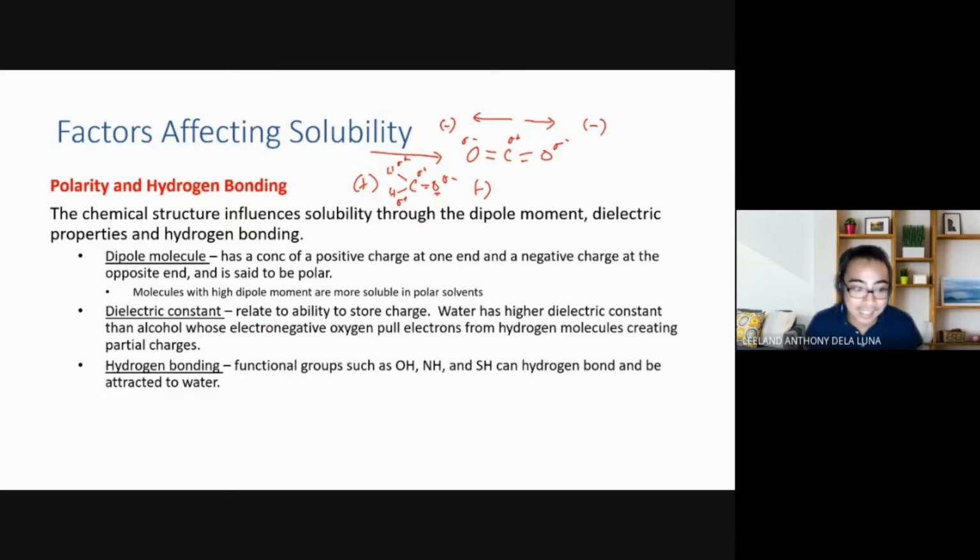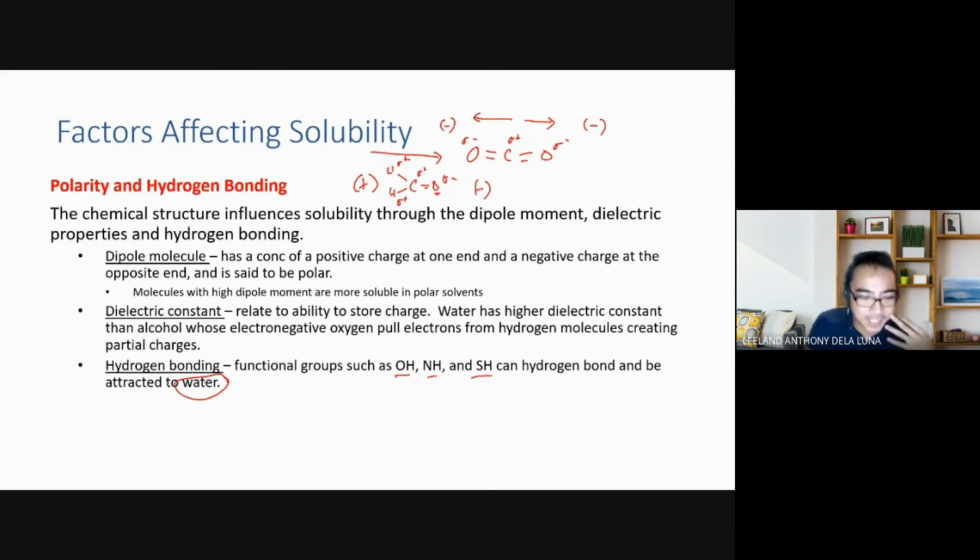And then lastly, class, is the presence of hydrogen bonds. Presence of functional groups, class, like hydroxyl groups, amine groups, okay, or sulfhydryl groups. Lahat ng ito, class, the presence of these functional groups can cause your molecule to create hydrogen bonds. And therefore, dahil meron siyang capacity to create hydrogen bonds, malaki ang possibility na magiging soluble siya sa water. Okay? Hindi lang naman water, class, any polar solvent for that effect.